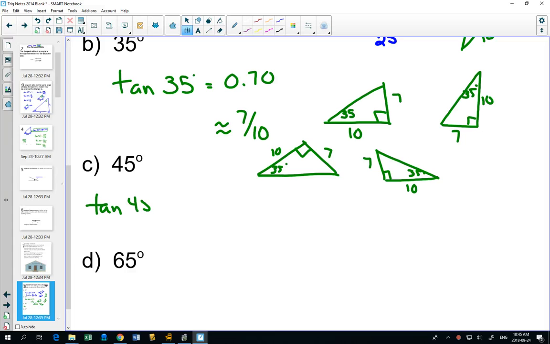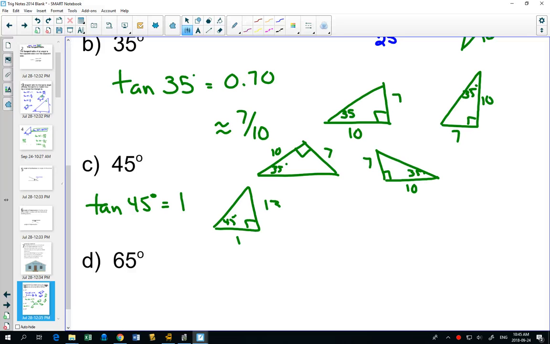Tan of 45 degrees equals 1. We don't even have to round this one. Notice I used approximation signs for everything else. On this one, it's equal to 1. No rounding necessary. You can draw your right angle triangle with 45 degrees and use anything where the opposite divided by the adjacent is 1.